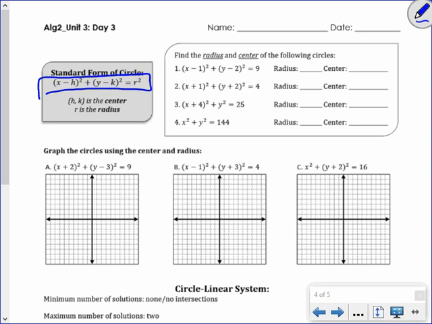For example number 1, we have this equation right here. I need to find the radius and the center of the circle, and then once we practice that, we'll practice how to physically graph it. So the center... So we're keeping the sign in front of it, right?